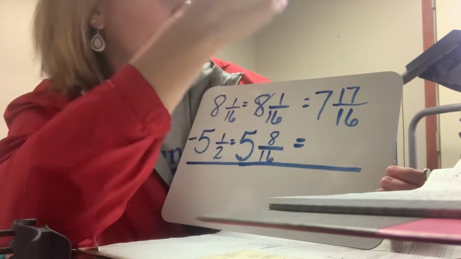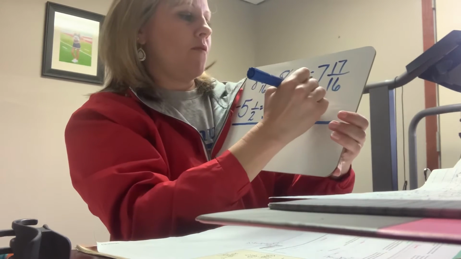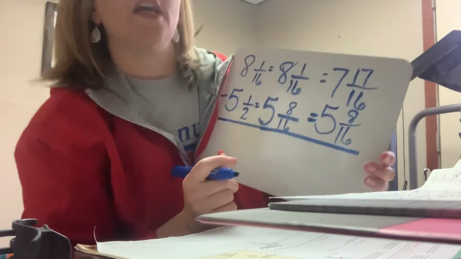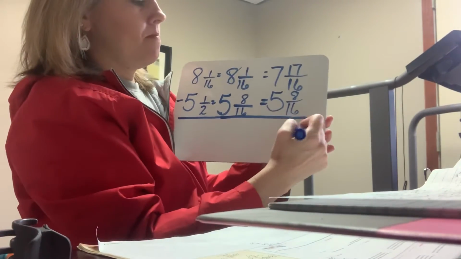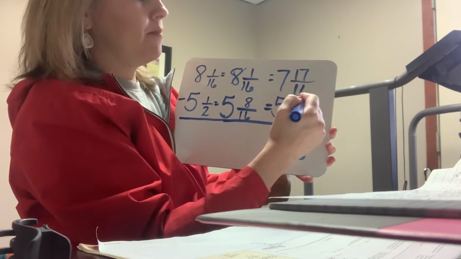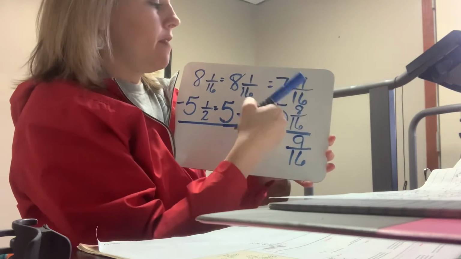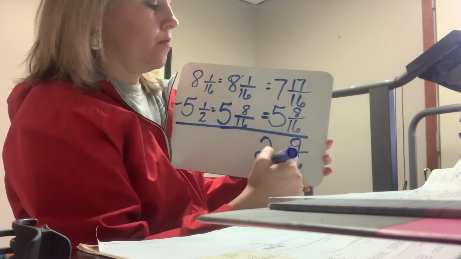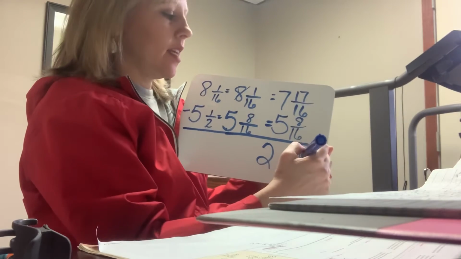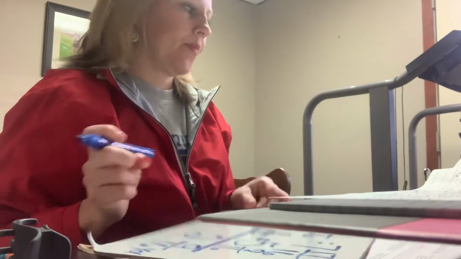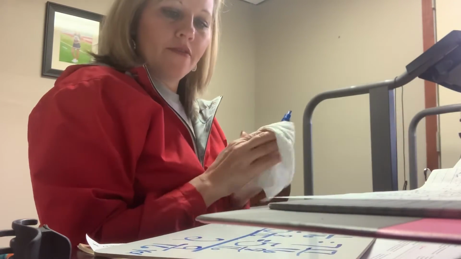Okay? And our second fraction stays the same. So 5 8/16 pulls over. Our 16 stays the same. 17 minus 8 is 9. 7 minus 5 is 2. So 2 9/16 yards. Did you guys get that? If not, I hope you see where you messed up. And if you have any questions, just message me and I'll help you with them.